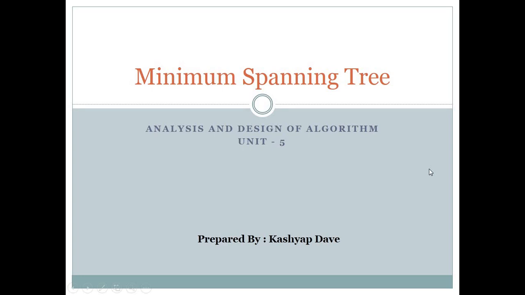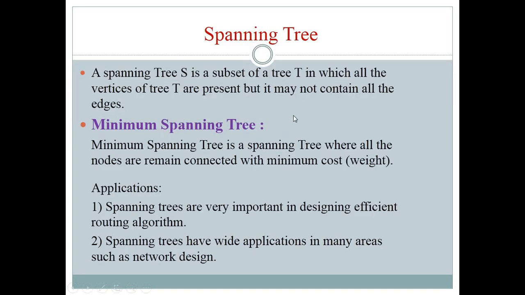Okay, so without wasting time, let's start with the meaning of spanning tree. A spanning tree S is a subset of a tree T in which all the vertices of the tree are present, but it may not contain all the edges. So in a spanning tree we will generate a subtree of the actual tree in which all the vertices, meaning all the nodes, will be there, but some of the edges may be lost for generating this spanning tree.